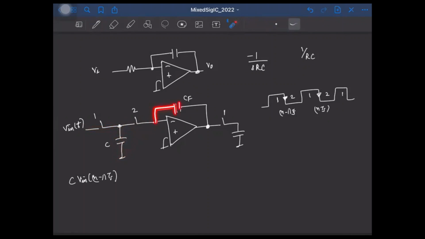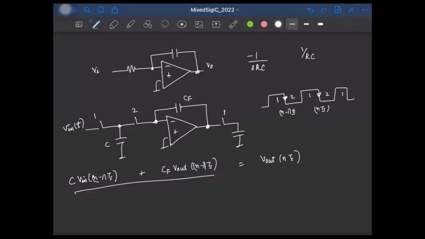So that is the charge in the phase phi 1. And in the phase phi 1, CF is charged to what? It is charged to Vout of n minus 1 times Ts, right? So the charge in CF during the phase phi 1 is CF times Vout of n minus 1 Ts. So during the phase phi 2, we connect the capacitance like this. And since this is virtual ground, this capacitor will transfer all its charge to CF. So the total charge stored in CF is this, right? So the final output voltage at the end of the next phase here will be Vout of n times Ts. And this will be equal to the total charge, which is this, divided by the capacitance CF.